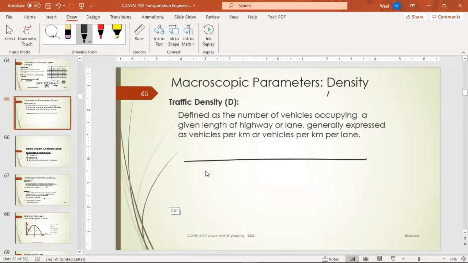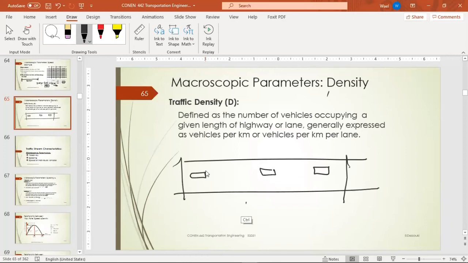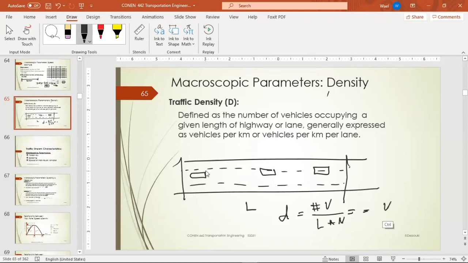if you have an image of the highway like this, you have the vehicles here. You count the number of vehicles for this length, and density will equal the number of vehicles per L multiplied by N. N is the number of lanes. So this way, you will end up with a value, and the units will be vehicles per kilometer per lane. Okay, like here, vehicles per kilometer per lane. Okay? Any questions?